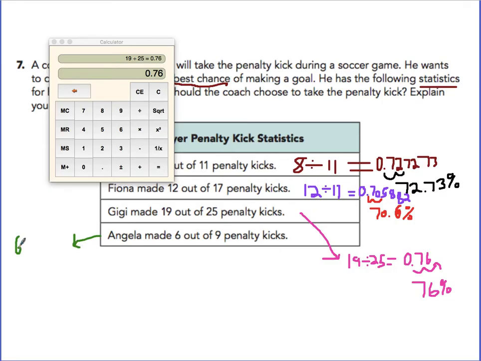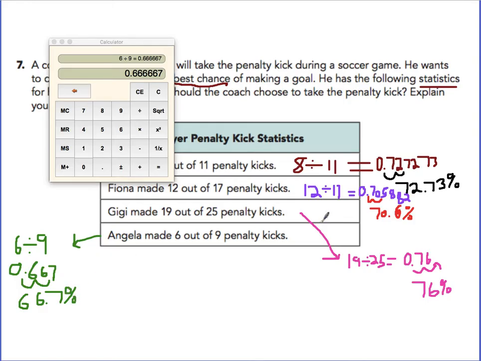So Angela makes 6 out of 9. So she's 0.6 repeating, it looks like. So we'll round there, move the decimal 2 spaces. We get 66.7%.